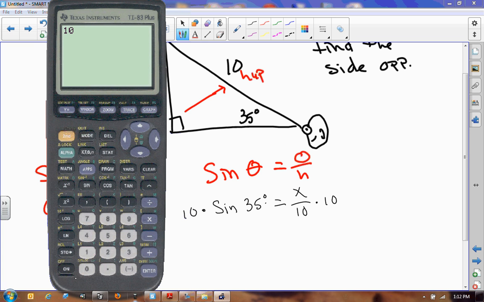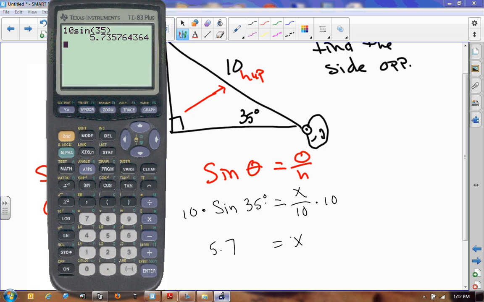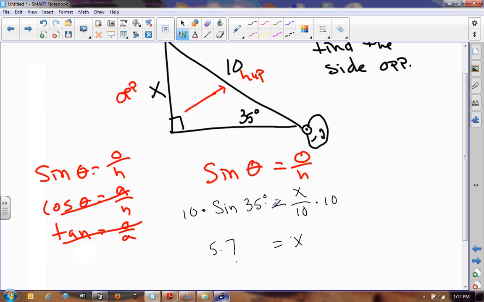And then we're going to type this in. 10 sine of 35, it's already in degrees, gives you my answer. From top to bottom, the screen x is 5.7. We can call that feet. 5.7 feet tall.